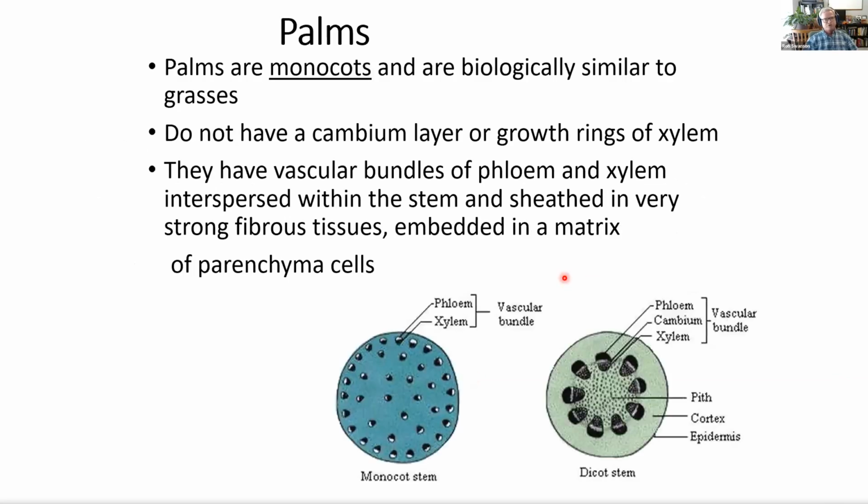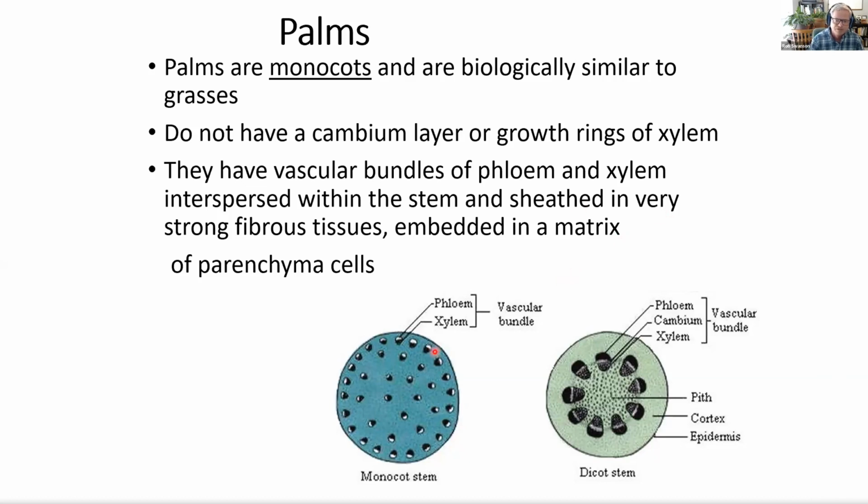Now let's talk a little about palms. Palms are monocots, as Kay told us earlier. And they are biologically similar to grasses. It's not really a grass, but they are biologically similar. They do not have a cambium layer or growth rings of xylem.